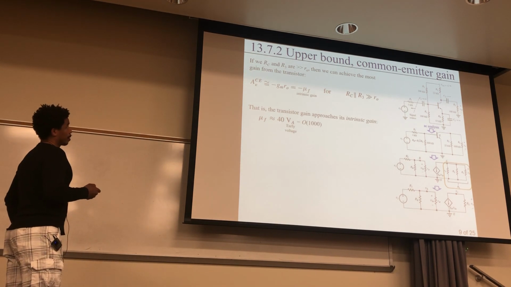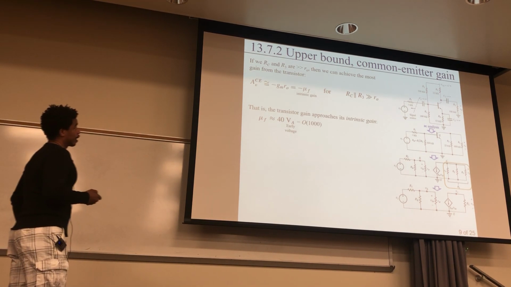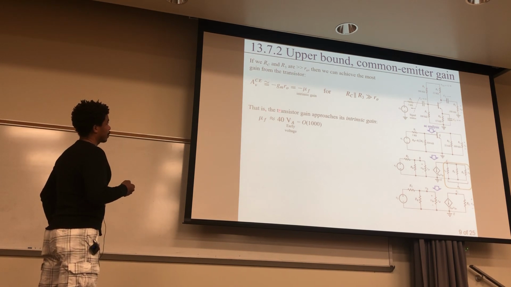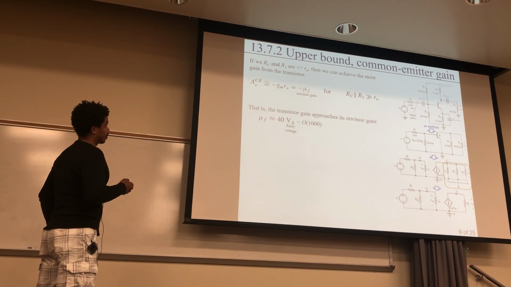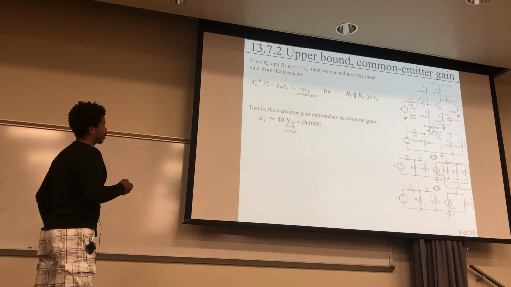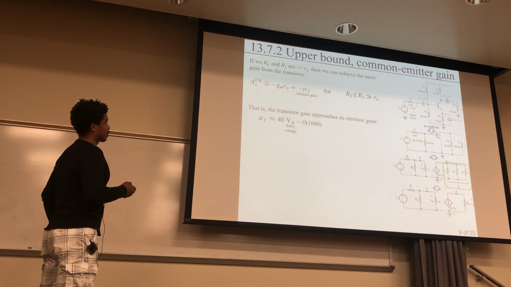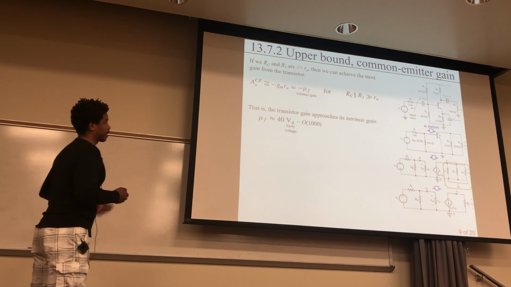And the book also says a typical value for these gains right here, this intrinsic gain, is 40 times the early voltage, and it's on the order of about 1,000. Typically.